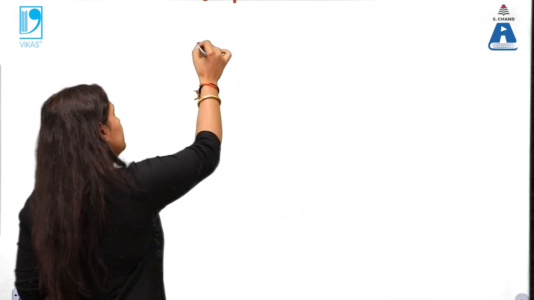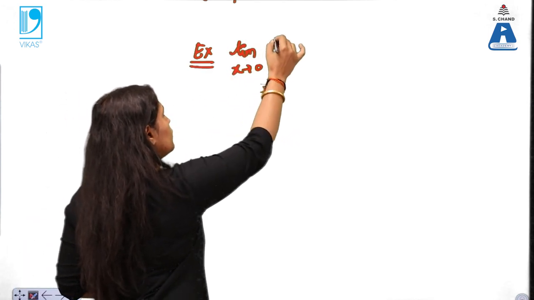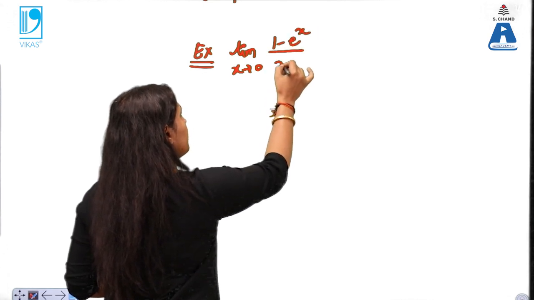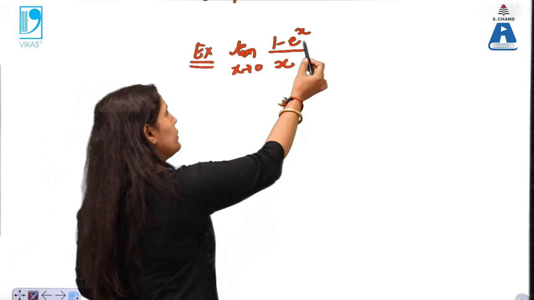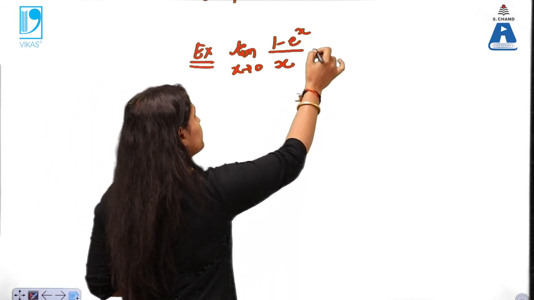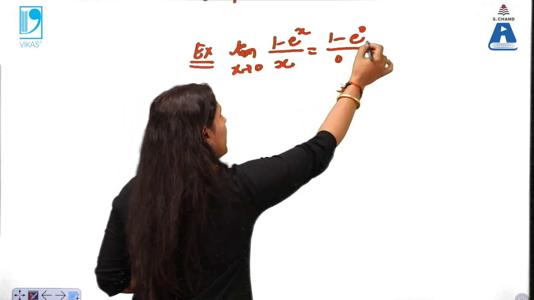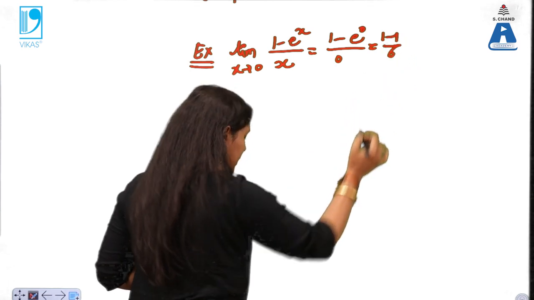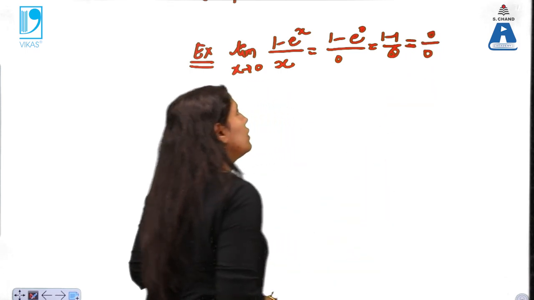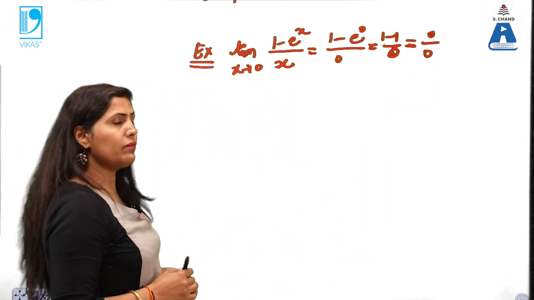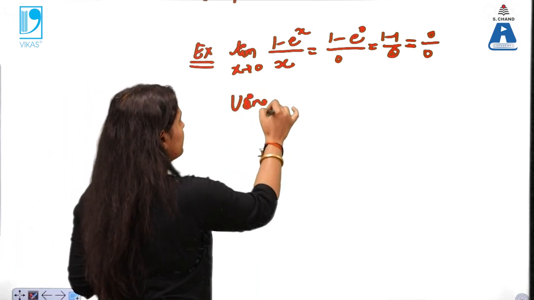My next example is the limit as x tends to 0 of (1 minus e to the power x) upon x. Again, if you substitute 0, what exactly are you getting? 1 minus e to the power 0 is 1. So 1 minus 1, and finally it is 0 by 0. If it is again 0 by 0, apply the L'Hopital rule in the same way.